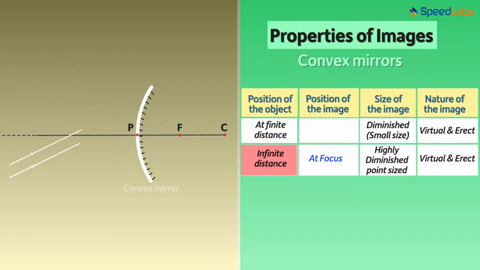If the parallel rays are traveling in this direction, the image is still formed at a single point, which is different than the principal focus. We call this point a focus, as it does not lie on the principal axis.